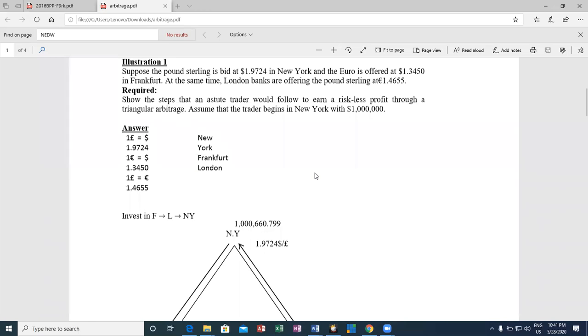Suppose the pound, I'm reading from the beginning. Suppose the pound is bid at, so we have the pound here, 1.9724 per what? Per pound like that. That's 1 pound being bid for that.